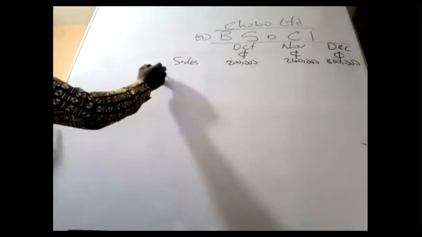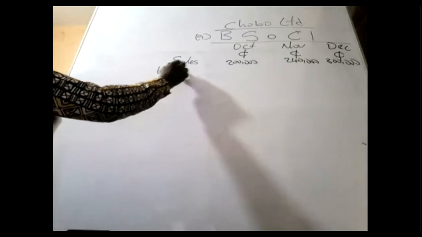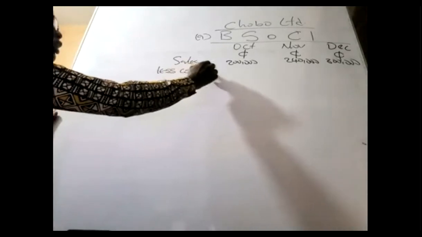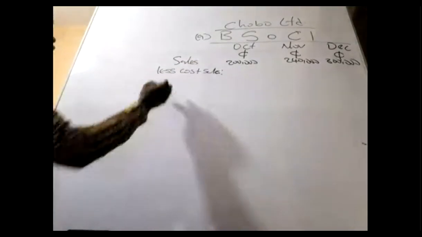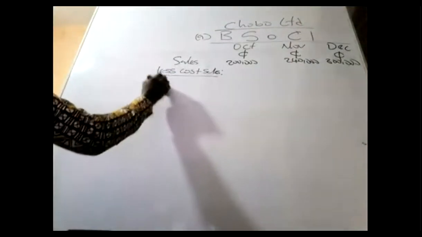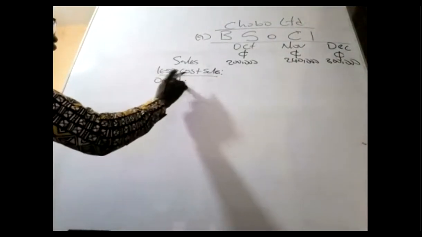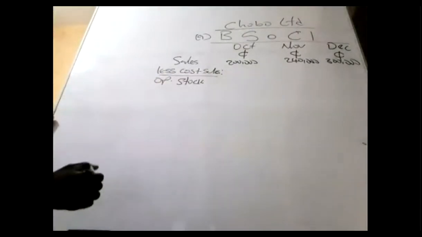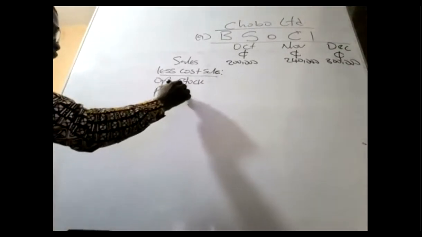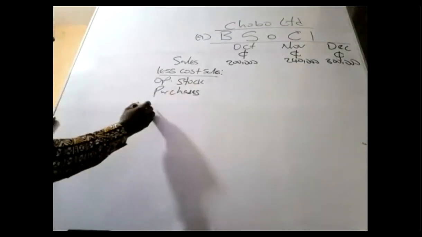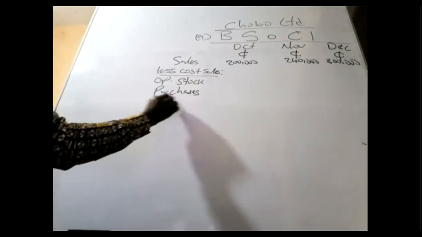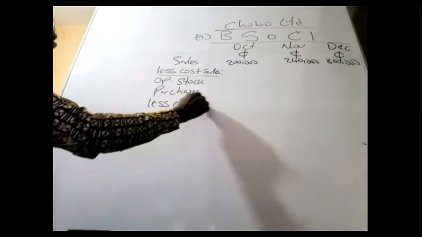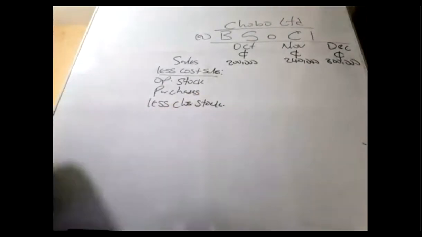Okay, so let's do cost of sales. Now, the cost of sales is made up of open inventory or open stock, add your purchases to it, and then subtract the closing stock from it. So let's add it.